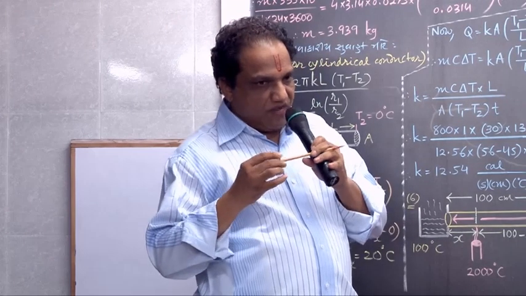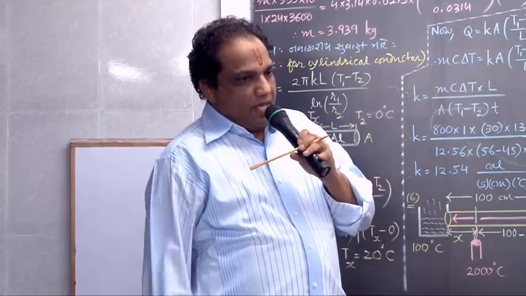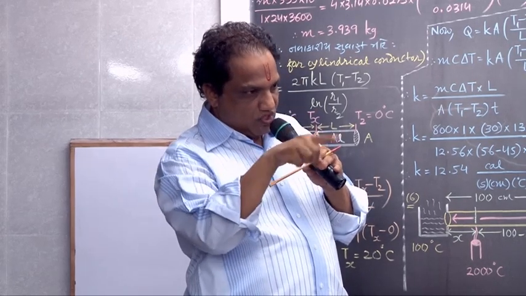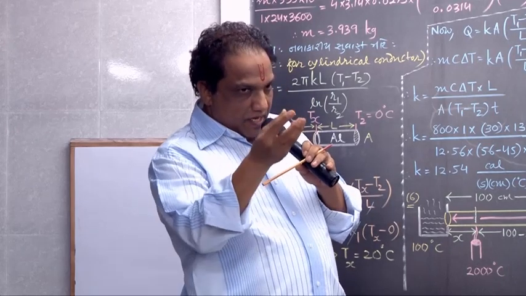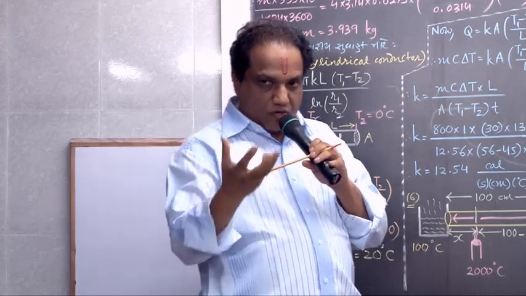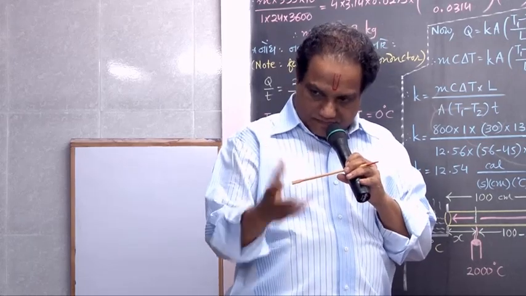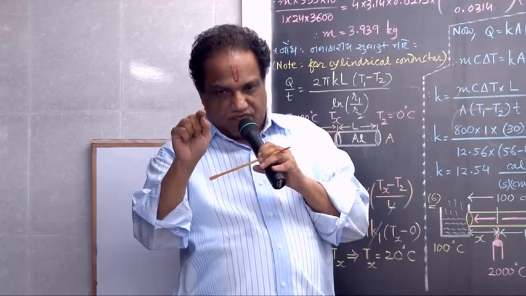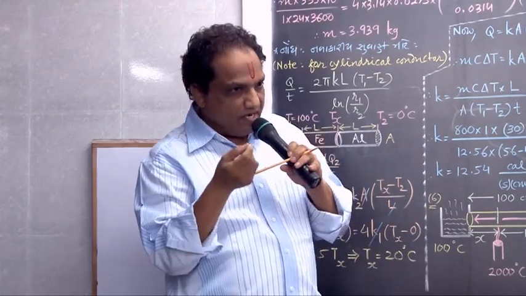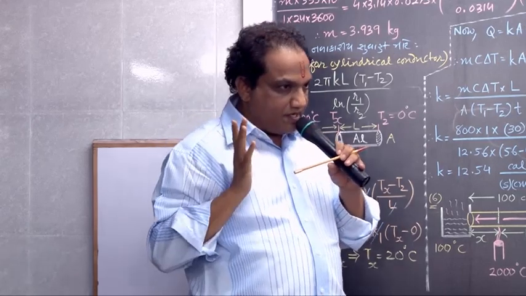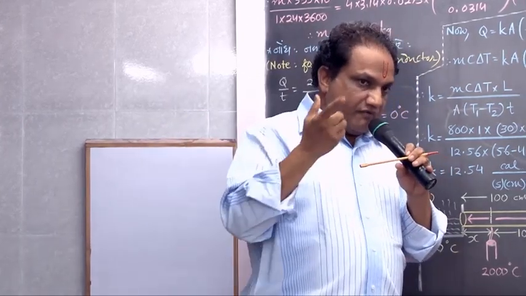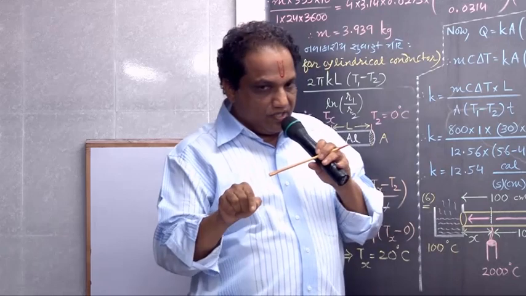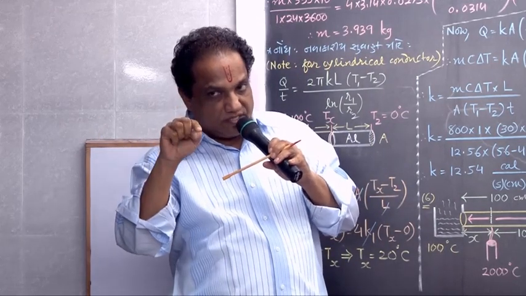We have one spherical shell. Spherical shell means hollow sphere. Inside that hollow sphere, we have some quantity of ice. What is the outside temperature? 30 degrees centigrade. The temperature of the inside region, you can take as the melting point of ice, which is 0 degrees centigrade. Heat will flow from higher temperature to lower temperature, so in this case, from outside to inside.